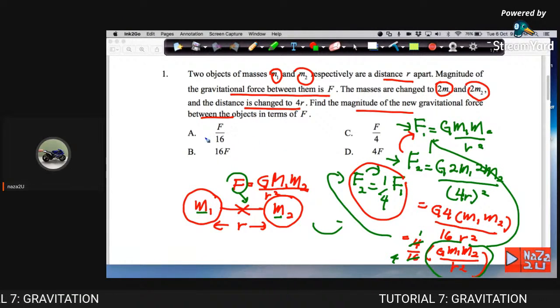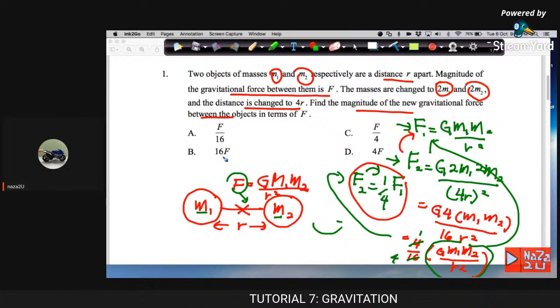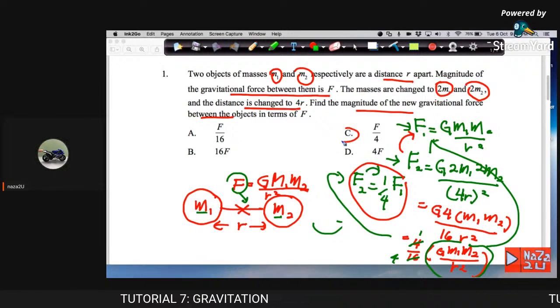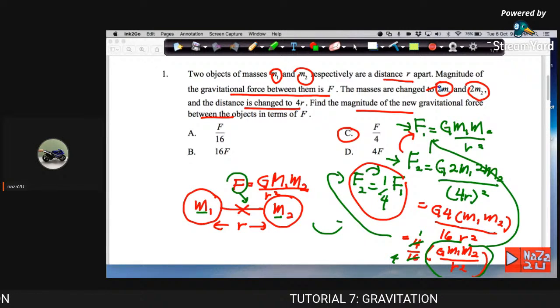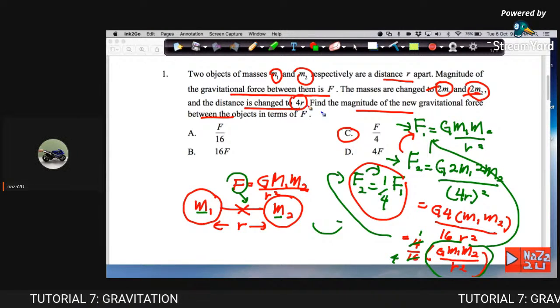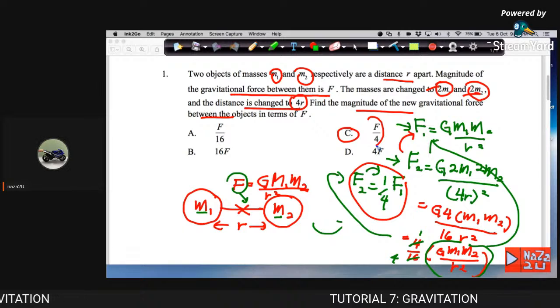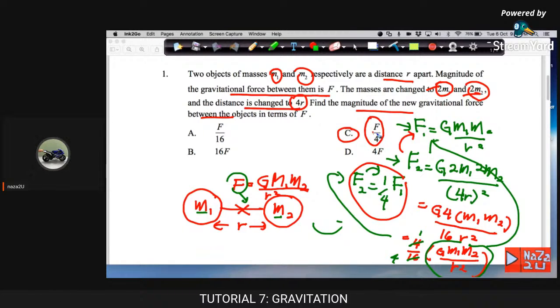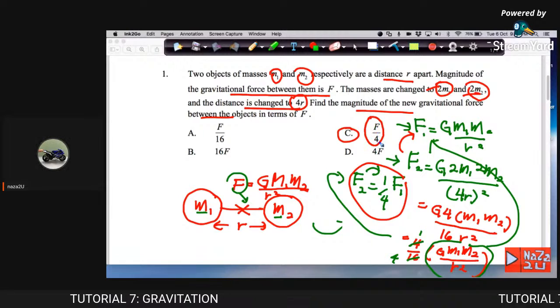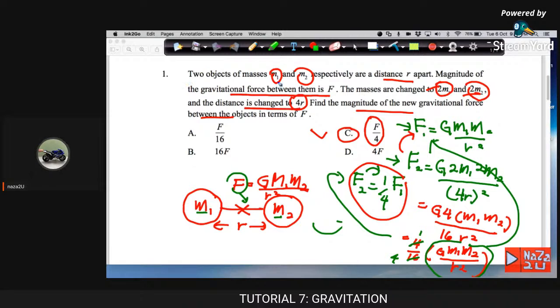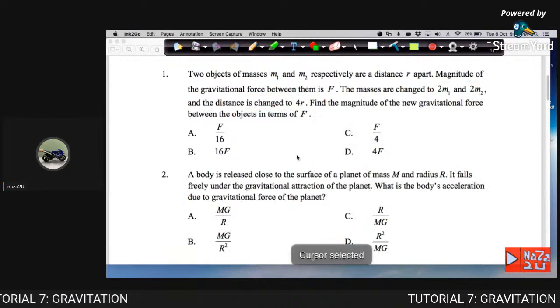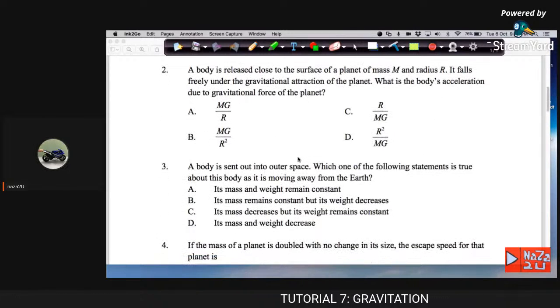So if you look at the answer, this is 4/16, 16 for F. The answer is C. Jadi kalau jisim itu bertambah 2 kali untuk 2 mass dan jaraknya bertambah 4 kali, kita dapati force itu berkurang sebanyak, daripada asal, okay, berkurang sebanyak F/4. Right? So the answer is C. This is question number 1. Continue to question number 2. Question number 2.